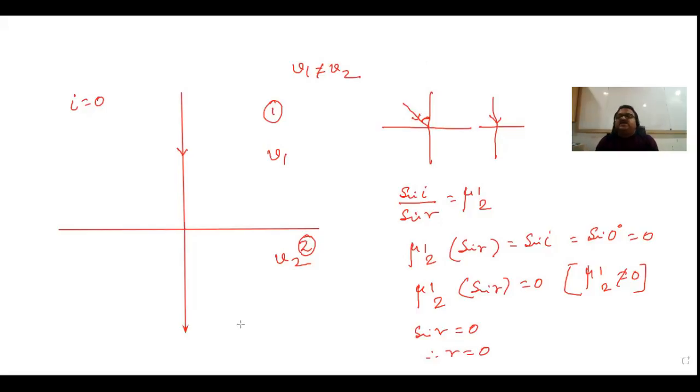That is why, at the time of writing the definition of refraction, we should mention that light falls obliquely on the surface of separation, not normally.